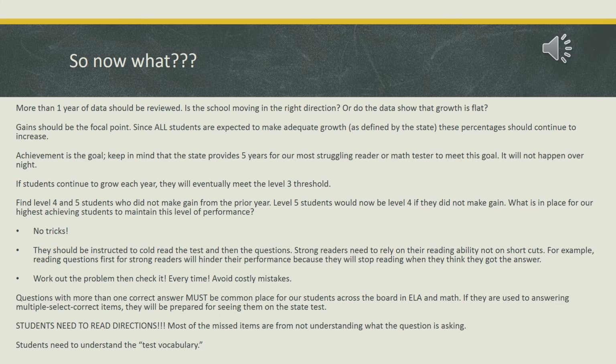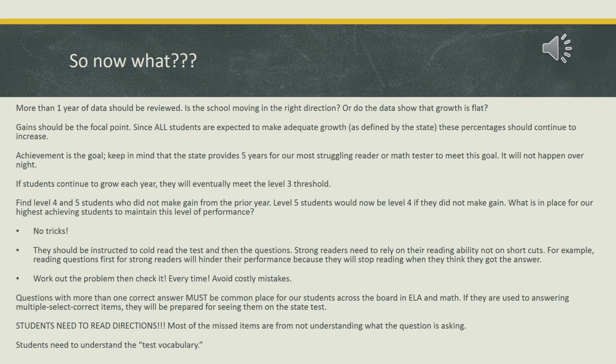Things to remember when reviewing school grade data. First, more than 1 year of data should be reviewed. When reviewing the data, what do you initially notice? Are there percentages of students reaching a 3 or higher going up? Are more students showing growth? Or are the percentages flat or declining? If you notice a change, either up or down, was there something significant happening at the school to account for the change? Gains, not achievement, should be the focal point.